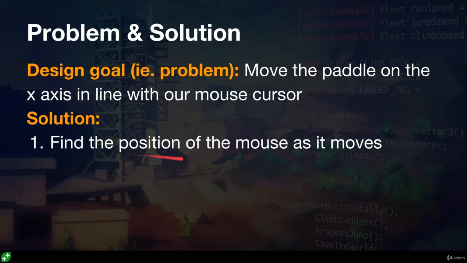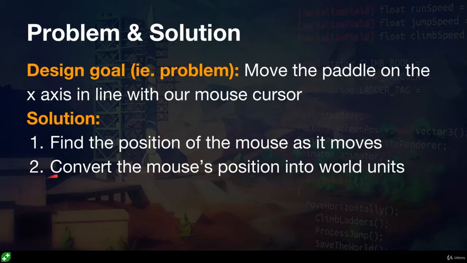First of all, we need to find the position of the mouse as it moves. So we need to say, if the mouse is here, what is the position on the screen? If it's there, what is the position, and so on. We need to convert the mouse's position into world units as a proportion of our total screen size. And then to have it in world units, why in world units?